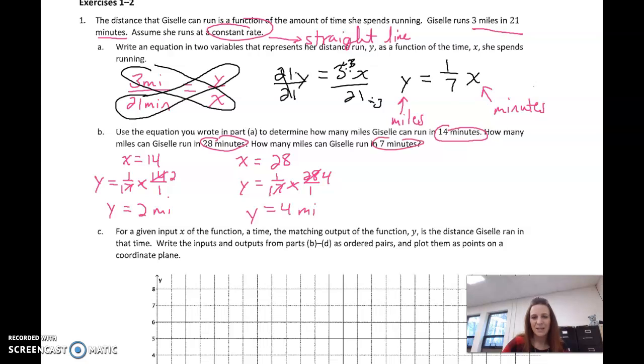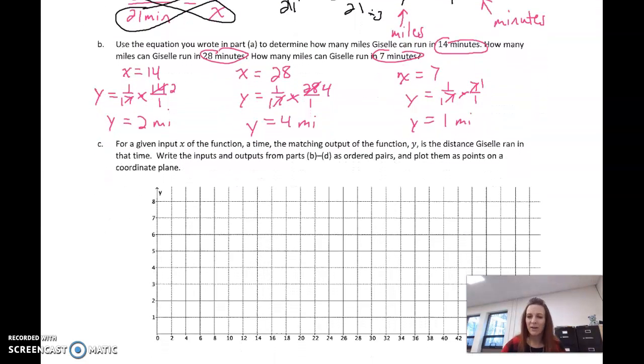And then 7 minutes. So we're going to input that 7 in here into our function. And, well, that's going to cross out to be a whole bunch of 1s, so 1 mile. Okay? All right. So you can see how we've written the equation, and with that equation, we can just pick different amounts of time to figure out how far she'll run.